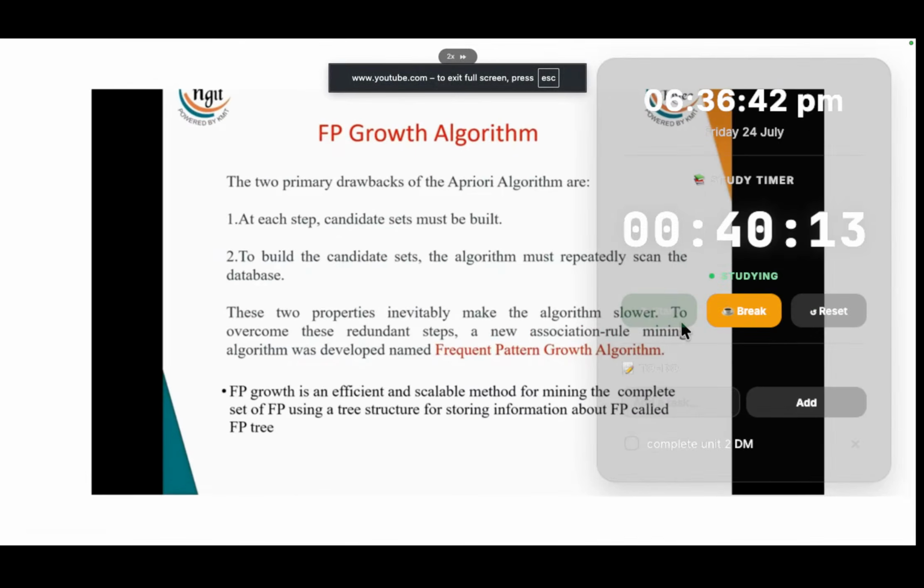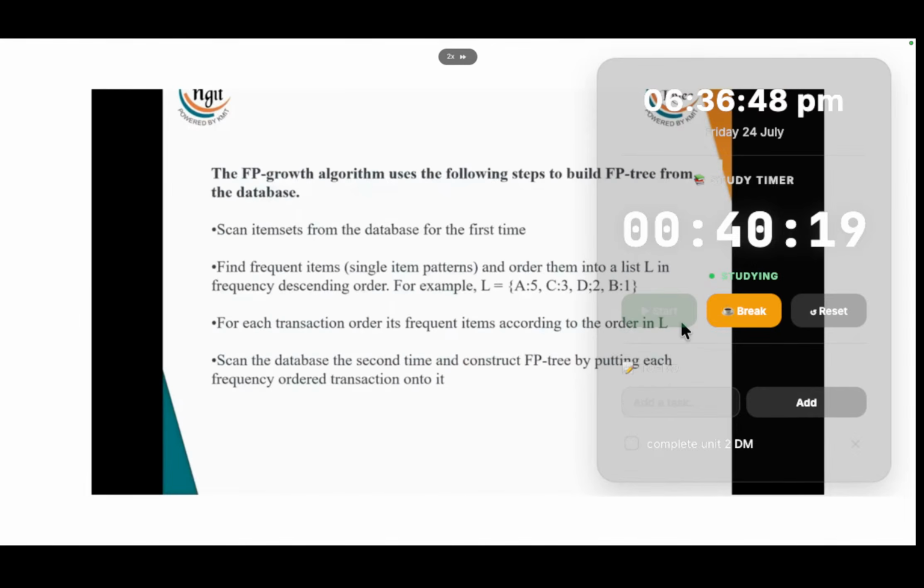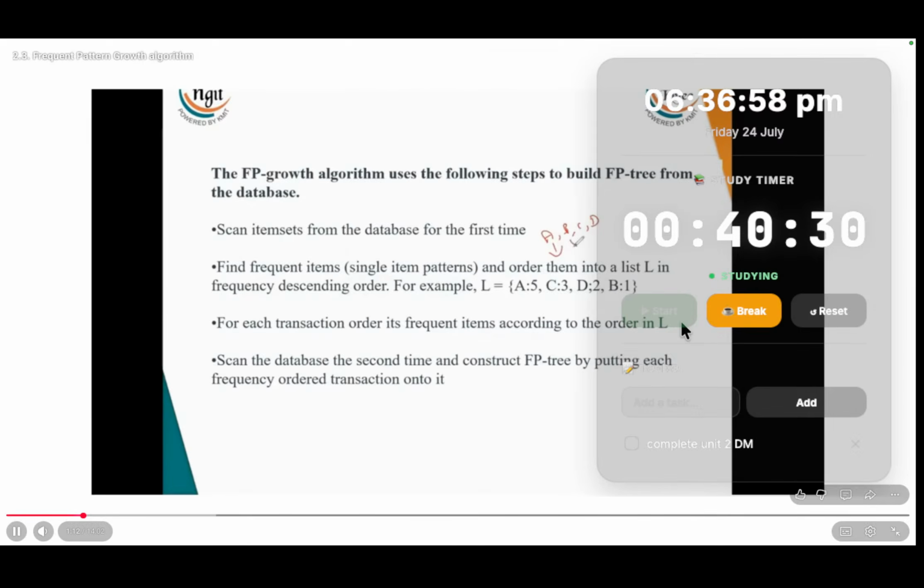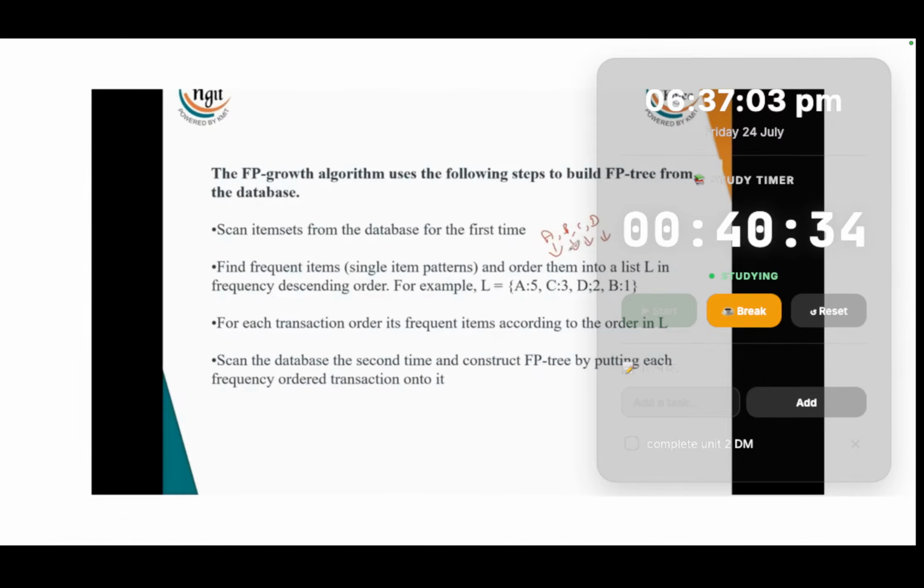When compared to the Apriori algorithm, frequent pattern growth is considered to be an efficient one, which generates the frequent patterns using a tree structure. Let us see how this FP growth algorithm works. Initially, it scans the whole data set and finds what the frequent items in the data set are. For example, if your data set consists of items like A, B, C, and D, then it finds how many times A is repeated, then how many times B, C, and D are repeated.